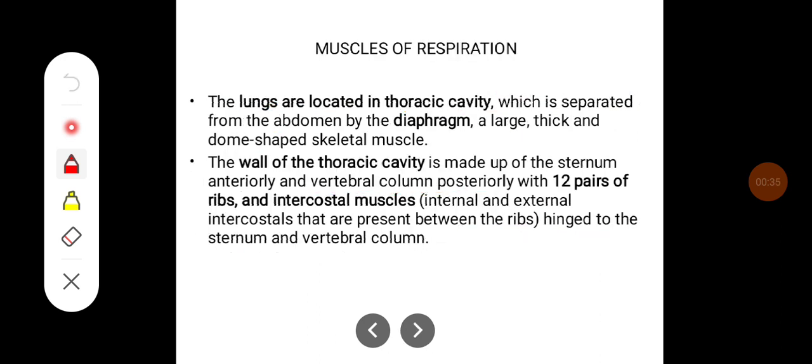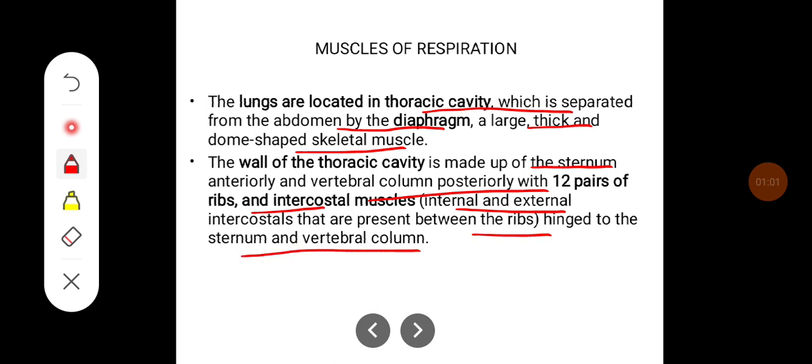The lungs are located in thoracic cavity, which is separated from abdomen by diaphragm, a large, thick, and dome-shaped skeletal muscle. The wall of the thoracic cavity is made up of sternum anteriorly and vertebral column posteriorly, with 12 pairs of ribs and intercostal muscles, internal and external intercostals that present between the ribs, hinged to the sternum and vertebral column.